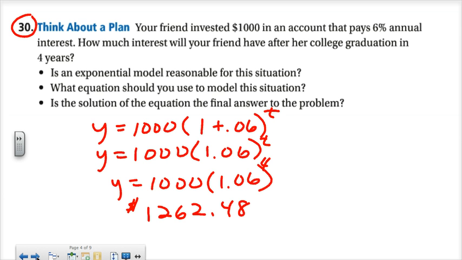And there it is. So, they have bullets here to lead you through it. Is an exponential model reasonable for this situation? Yeah, any interest situation, we want to use that. And then setting up that equation, remembering to move those decimals as you go through it.